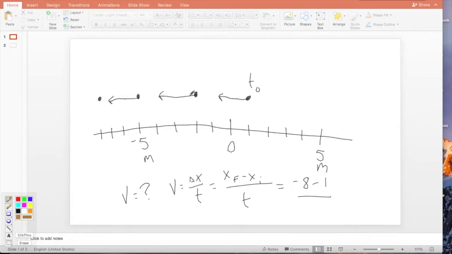Then it starts moving. This dot right here represents time 1. That's where it is at 1 second. Even though there are 4 dots, this is where people always make a mistake: even though there are 4 dots, it only took 3 seconds for this object to complete its journey.